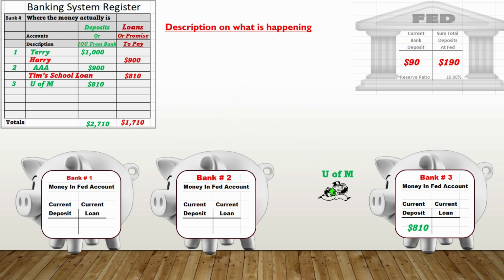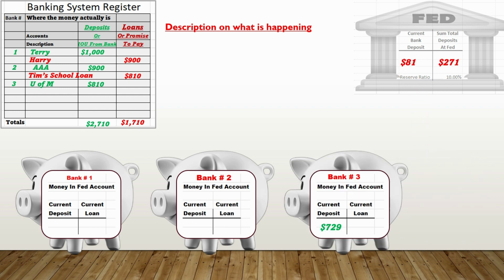Bank number 3 now has the U of M's $810 deposit. As required, bank number 3 splits off 10% and moves it to its Federal Reserve account. Jane applies for a vacation loan. Bank number 3 can now loan Jane $729. The banking system has now gained another $729 in loans.